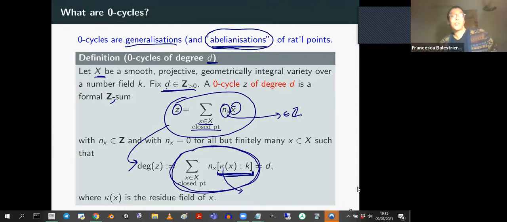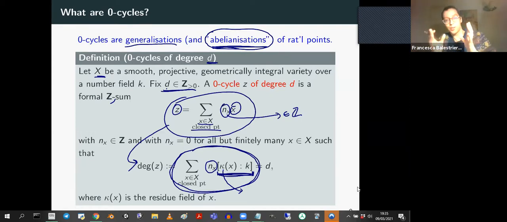Now, a rational point, for example, is an effective zero cycle, and by effective, I mean that all the n's are positive, or zero, of course. But a rational point is an effective zero cycle of degree one. You can check this, and that's why zero cycles are generalizations of rational points in that sense.